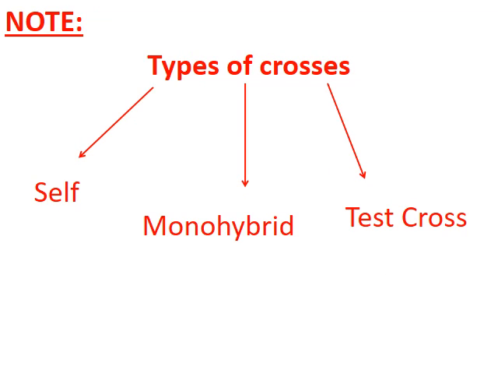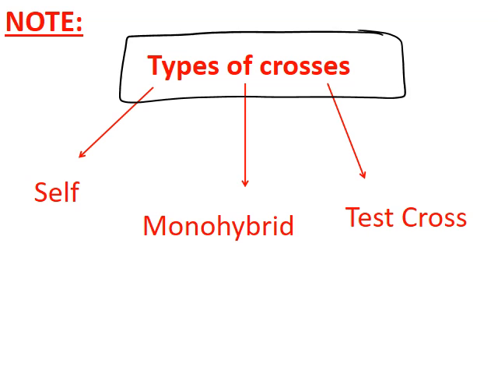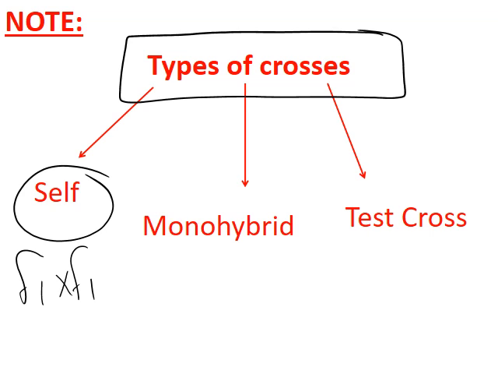Here we go to the types of crosses. This note you have to keep in your mind. What are the types of crosses? We have the self-cross. Whenever we have, for example, F1 crossed by F1, this is called a self-cross. We have the monohybrid cross. The parents are pure and they differ in only one trait.